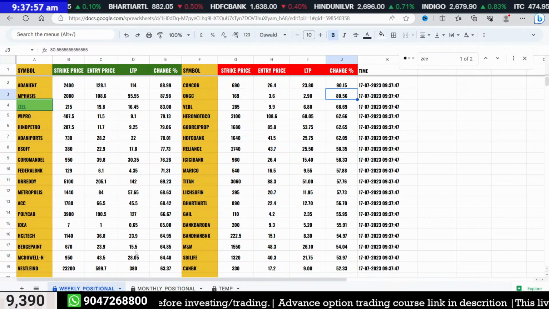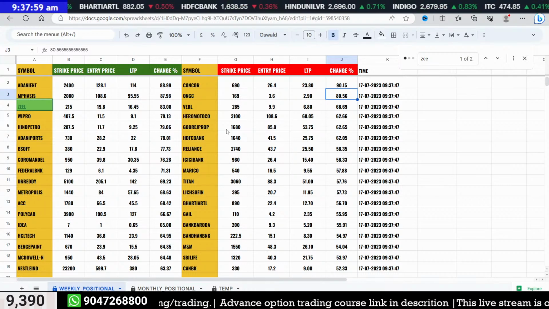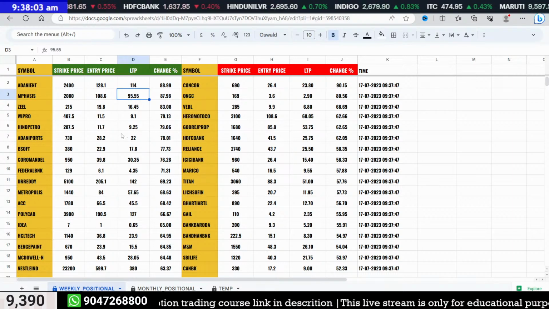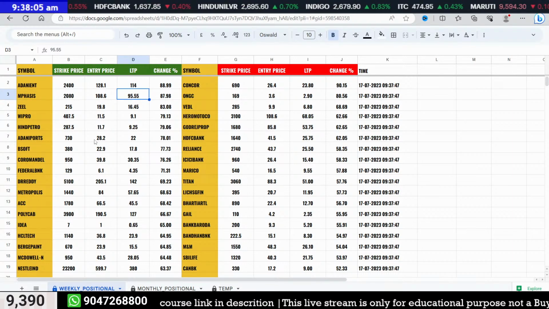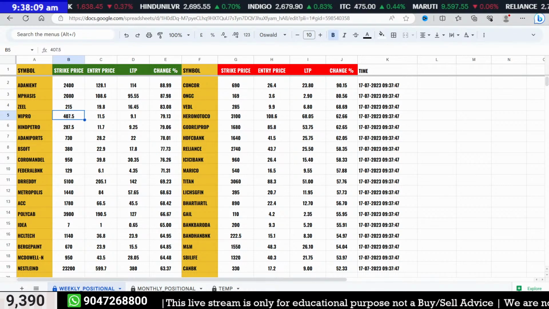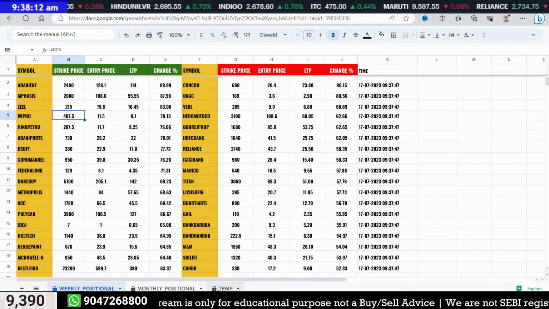Weekly, we have some stocks like Adani Enterprises and the top MPRs 108. That should be the entry. 2080. Zeal will also be there, and Wipro is also nearing the top. Wipro may be triggered on our weekly.